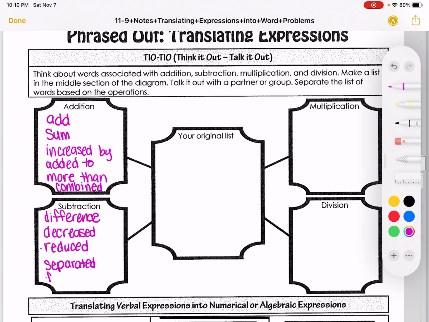For multiplication and division, product, that is a key word. Doubled or tripled. If they say times or of, like we learned a couple weeks ago, of, that means multiply. All right, and for division, we obviously know that quotient is going to be for division. If they're talking about dividing something equally, average or divided by.